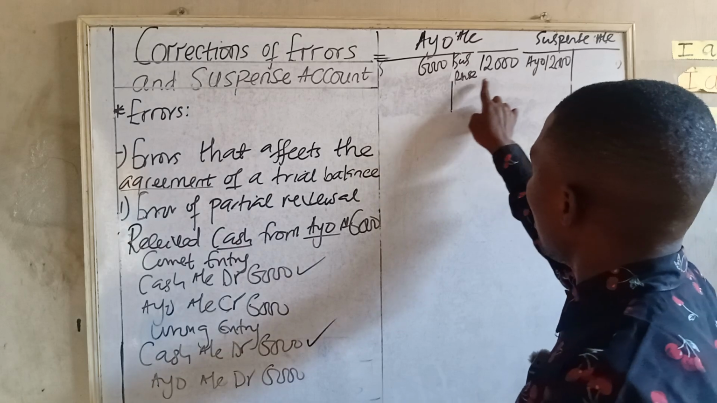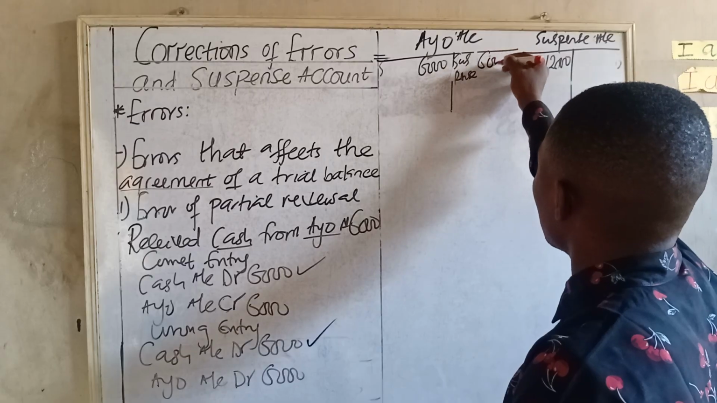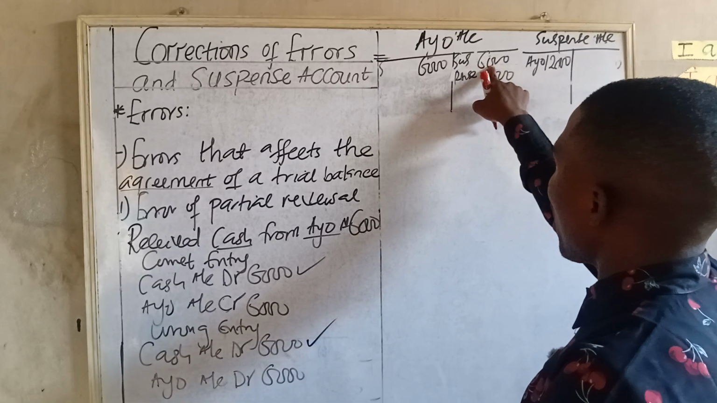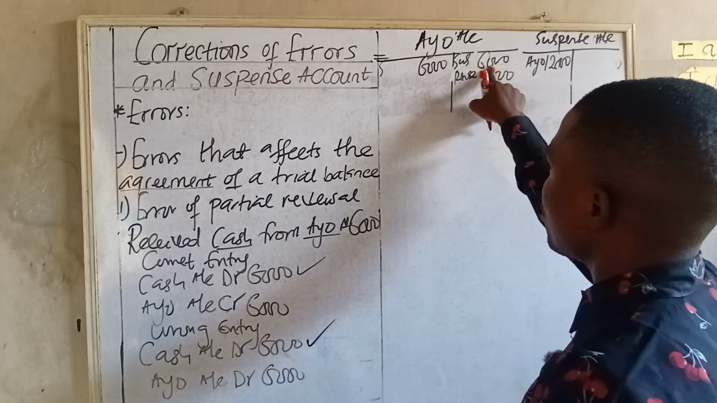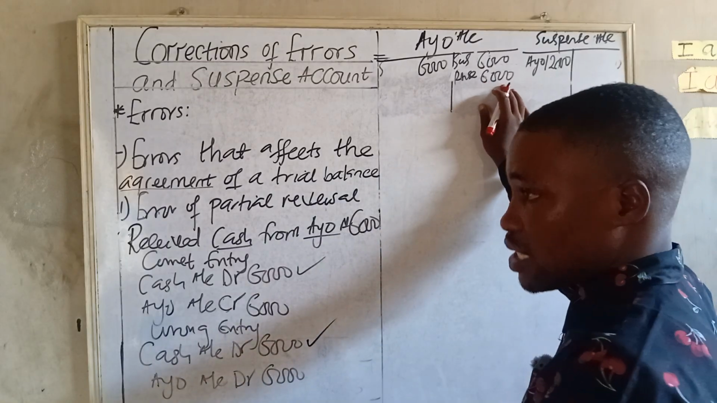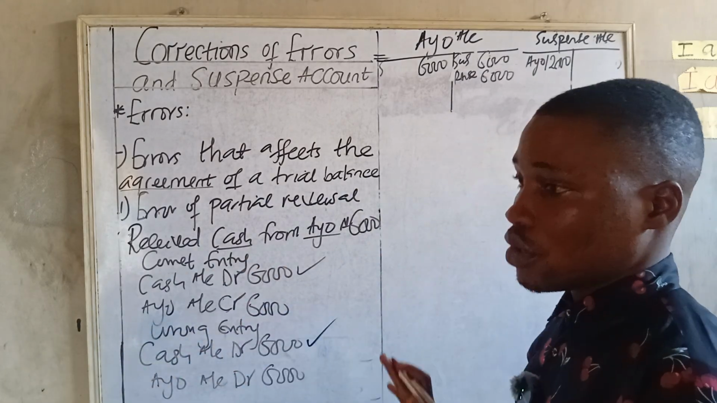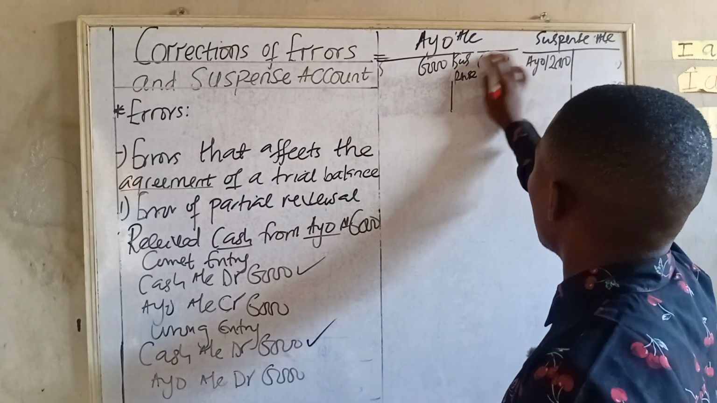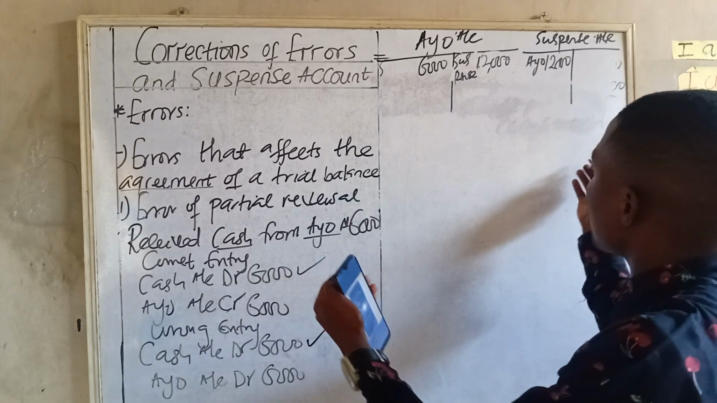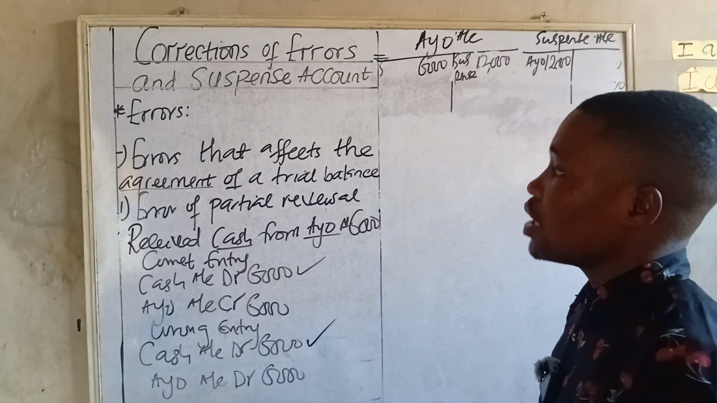Now, because we have two 6,000 here, let me analyze it. We have two 6,000. One is here, one we cancel here. So we are left with one 6,000. That's supposed to be there normally. So that's how we have 12,000 naira here. So this is the correct way to solve the error of partial reversal.